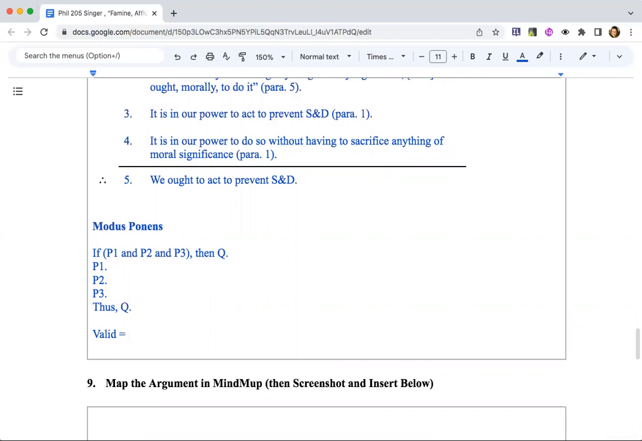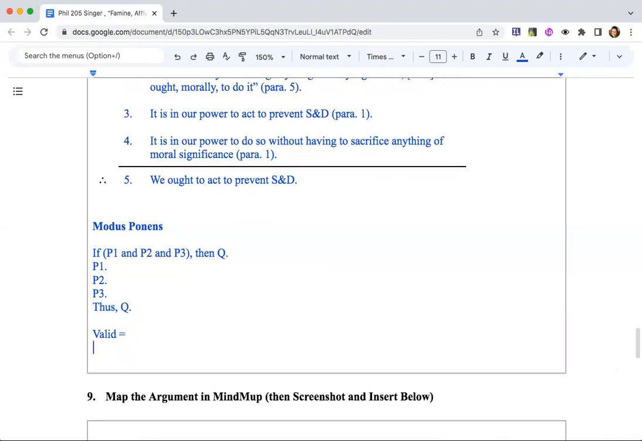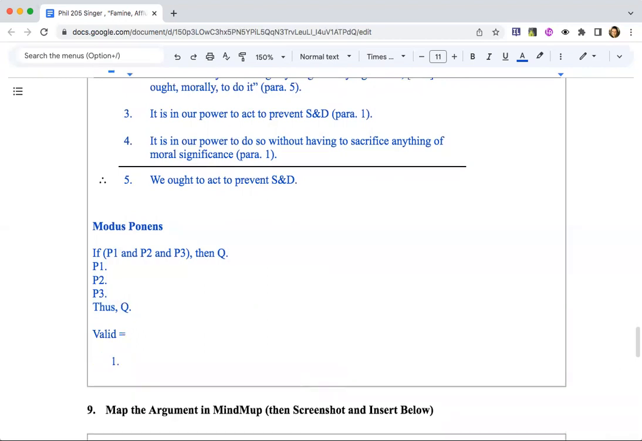Valid means, and I'm going to define it two ways. One, if the premises are all of them, not just some of them, all true, then the conclusion must be true. That's one way of defining it.